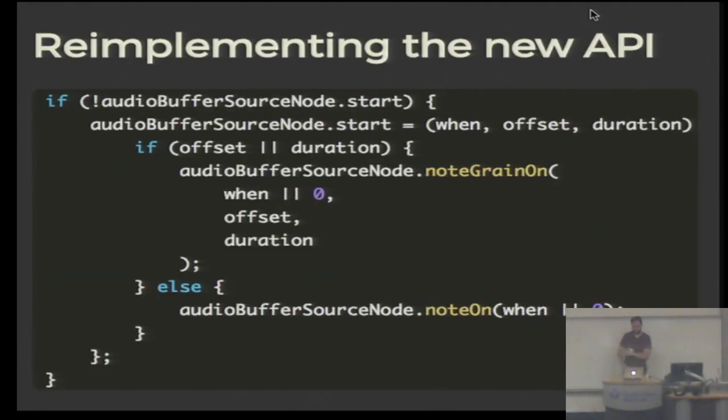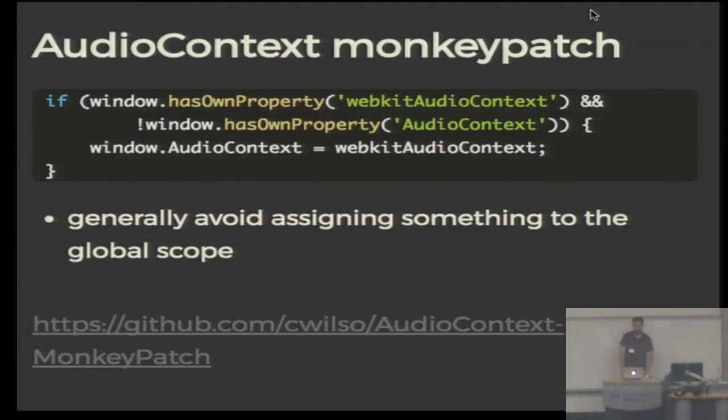So you flip that concept, and instead, you're patching the start method. That's essentially the same as before, just the other way around. And in this case, it looks a bit more complicated, because the noteOn method was split into noteOn and noteGrainOn, which is now all combined into the start method, but essentially it's doing the same. And many of you might have noticed that piece of code because it's part of the well-known audio context monkey patch, which probably all of you have used at least once.